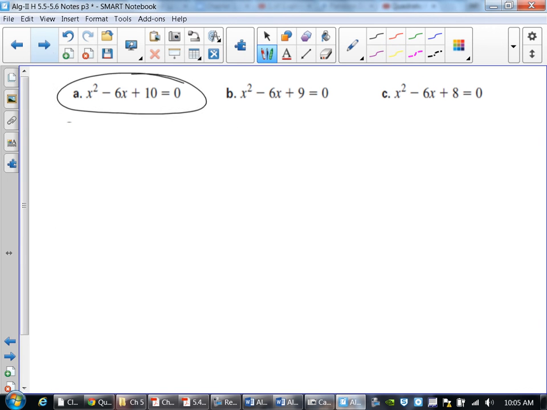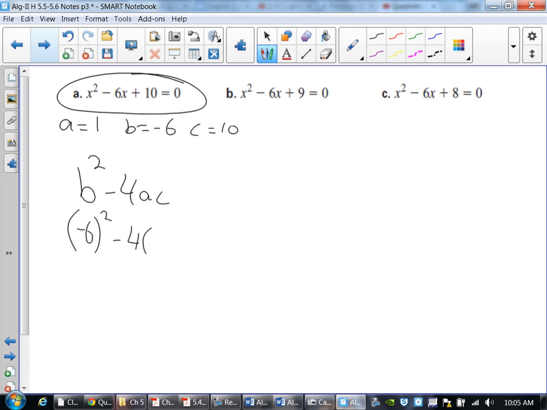If I look at this, x squared minus 6x plus 10, and I just want to know type and how many solutions, all I'm going to do is label out, well, A is 1, B is negative 6, and C is 10. And I'm going to check what is b squared minus 4ac. So negative 6 squared minus 4 times 1 times 10.